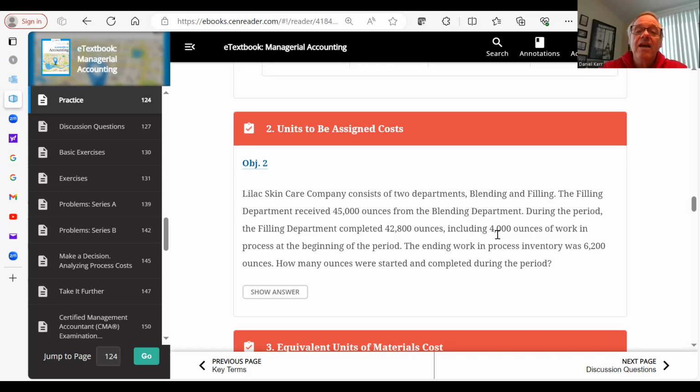How did I get that? I got 42,800 that were completed, and I subtracted out the beginning inventory of 4,000. So that gives me 38,800 that were started and completed. Good. So I hope you struggled on your own, and then can follow my rationale in the solution.